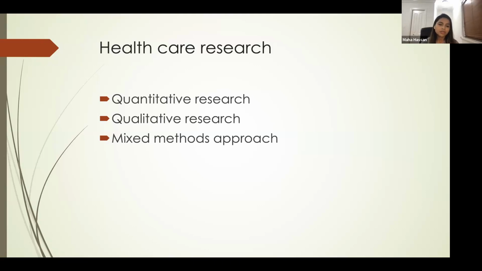The qualitative research, on the other hand, is a research method that uses interviews to get to human experiences. It's a very broad kind of research. It's exploratory. And we'll talk about it in just a bit. And then there's the mixed methods approach that uses a combination of the two, quantitative and qualitative research.